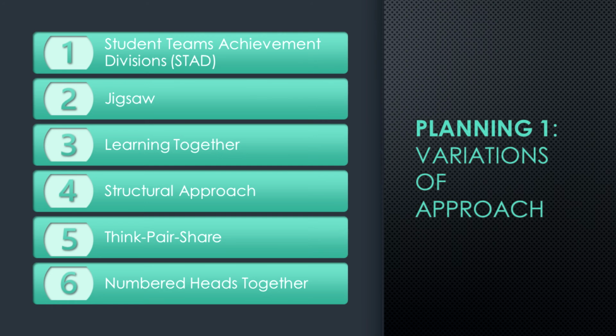The first stage when planning a cooperative learning lesson is to choose an approach. The book talks about several diverse approaches to choose from, including student teams achievement divisions, jigsaw method, learning together, structural approaches, think, pair, share specifically, and numbered heads together. It would not surprise me to know that you have used or seen some or all of these used in real classrooms.